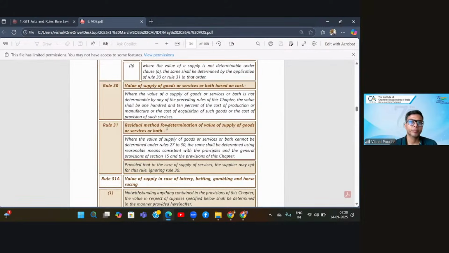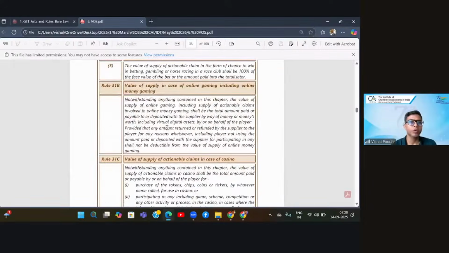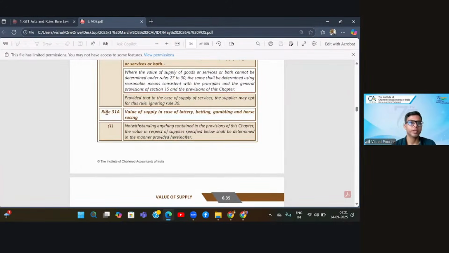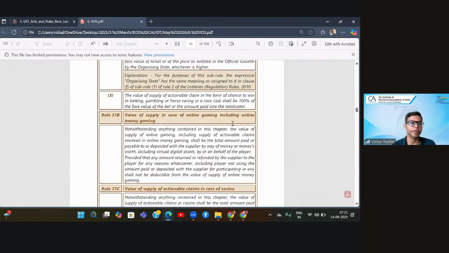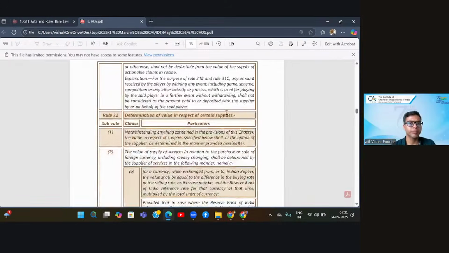Up to 31, you have generic valuation rules. And then after this, 31A onwards, you have specific valuation rules. Now, what is the difference? As you can see, 31A deals with a particular category: lottery, betting, gambling. 31B, online gaming. 31C, actionable claims in casino.